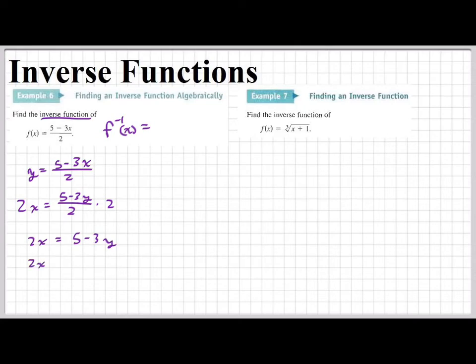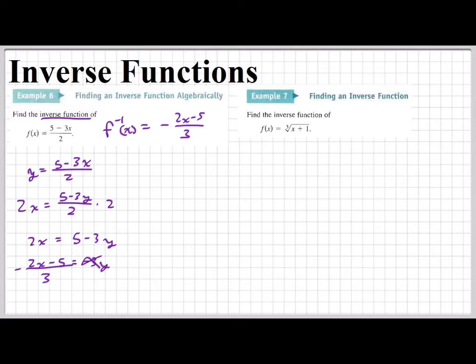You'd subtract 5 from both sides. So you get 2x minus 5 equals negative 3y. And then what would you do? Divide by negative 3. And then you would have y all alone. So what is my inverse function? It is (2x minus 5) over negative 3.